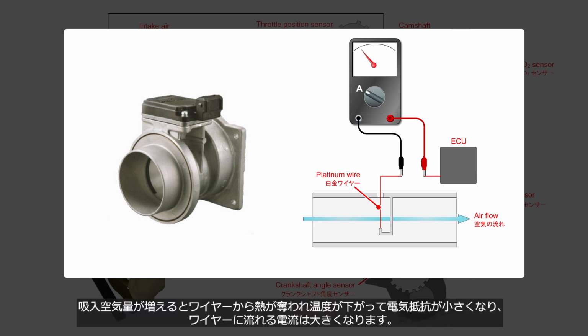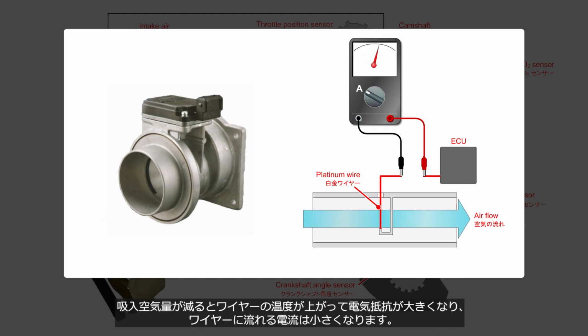As the air intake volume increases, heat is drawn away from the wire, causing its temperature to decrease, resulting in a lower electrical resistance and a higher electric current flowing through the wire. Conversely, when the air intake volume decreases, the wire's temperature increases, leading to a higher electrical resistance and a lower electric current flowing through the wire.